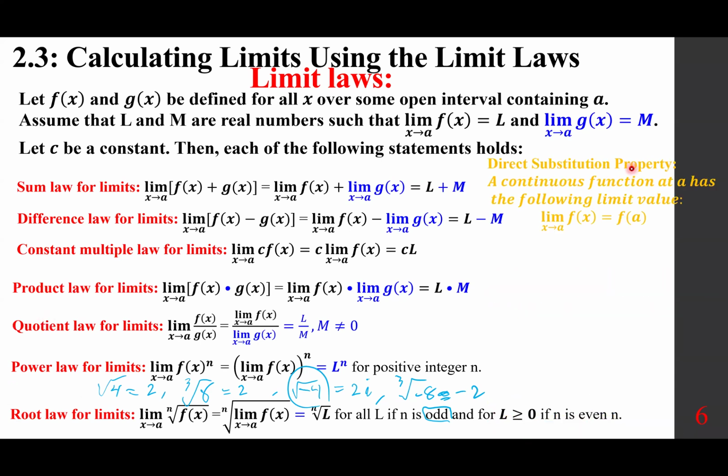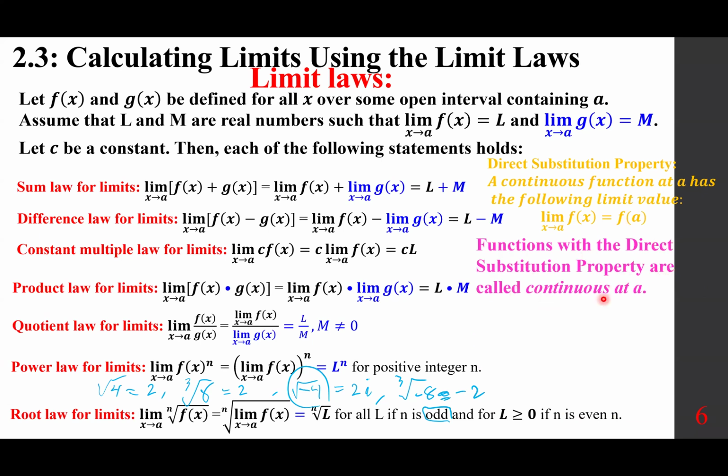Direct substitution property, this is really the synopsis, the summary of the information. A continuous function at a has the following limit value: the limit of f of x as x approaches a equals f of a. Functions with the direct substitution property are called continuous at a. Basically, every function we have studied in pre-calculus happens to be continuous in its entire domain, and that's the key. You should know what the domain is for each function.